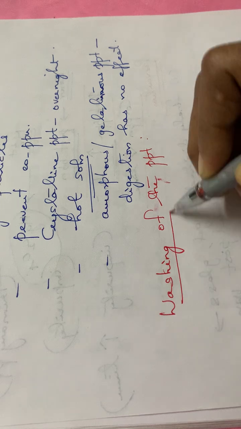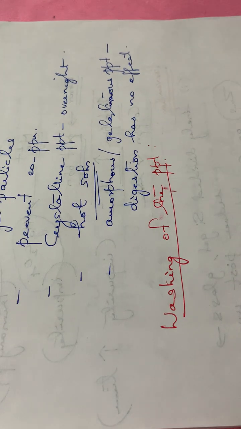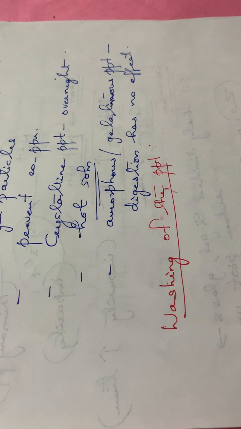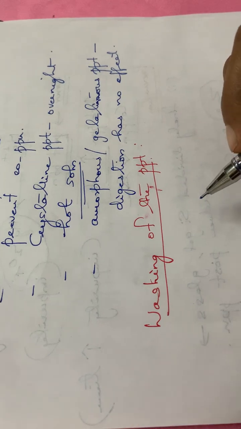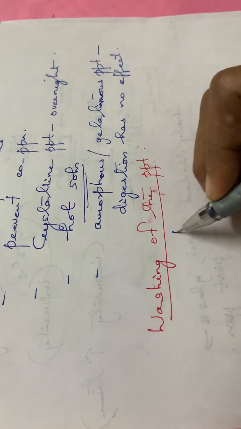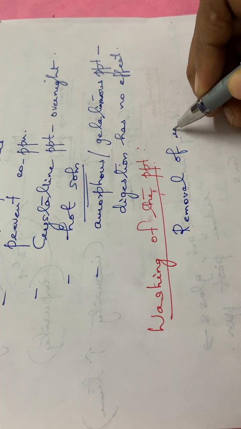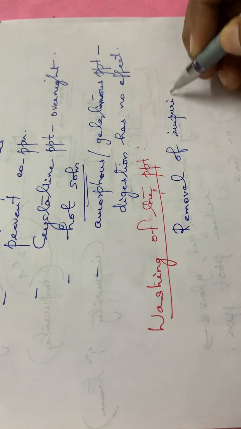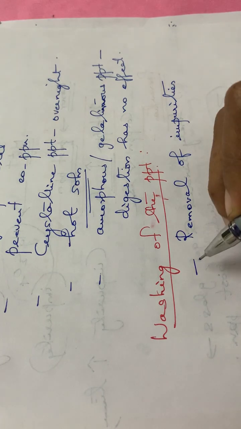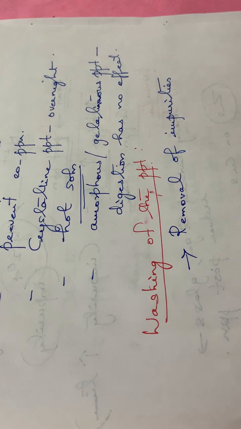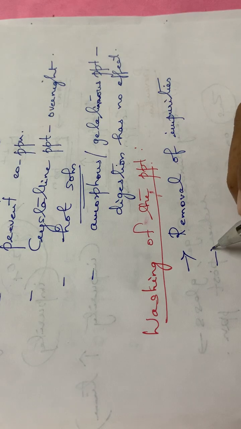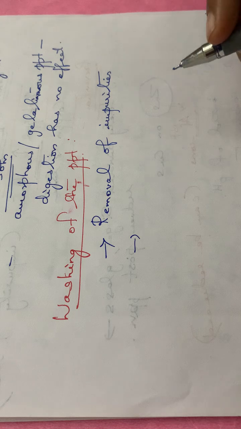Washing of the precipitate. After the precipitate formation and also after the digestion process, we will be washing the precipitate. Washing means the removal of impurities is carried out during the process of washing. This precipitate may sometimes be adsorbed on the surface by some other impurities.